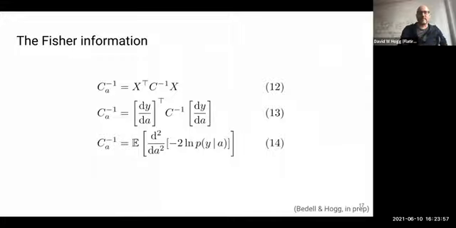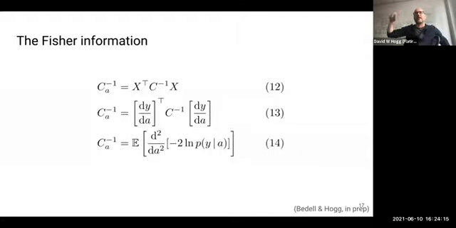I said something about a likelihood function. Where does that come in? So equation 14 rewrites equation 12. 12 is what we had, and 14 is the rewriting of 12 in terms of the likelihood function.